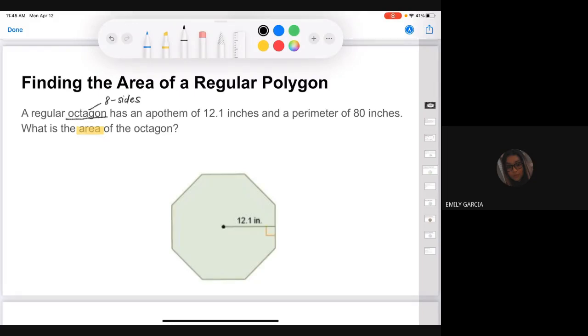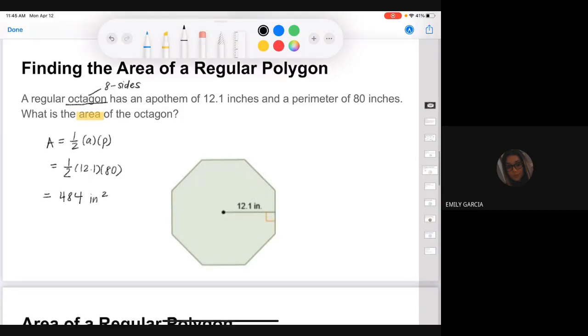Well, we're going to use the equation A is equal to 1/2 the apothem times the perimeter. So I'm just plugging that in. A is 12.1, P is 80. Plug that into my calculator, and I get 484 inches squared. If I have the apothem and I have the perimeter, then I can just plug it into the equation and solve.